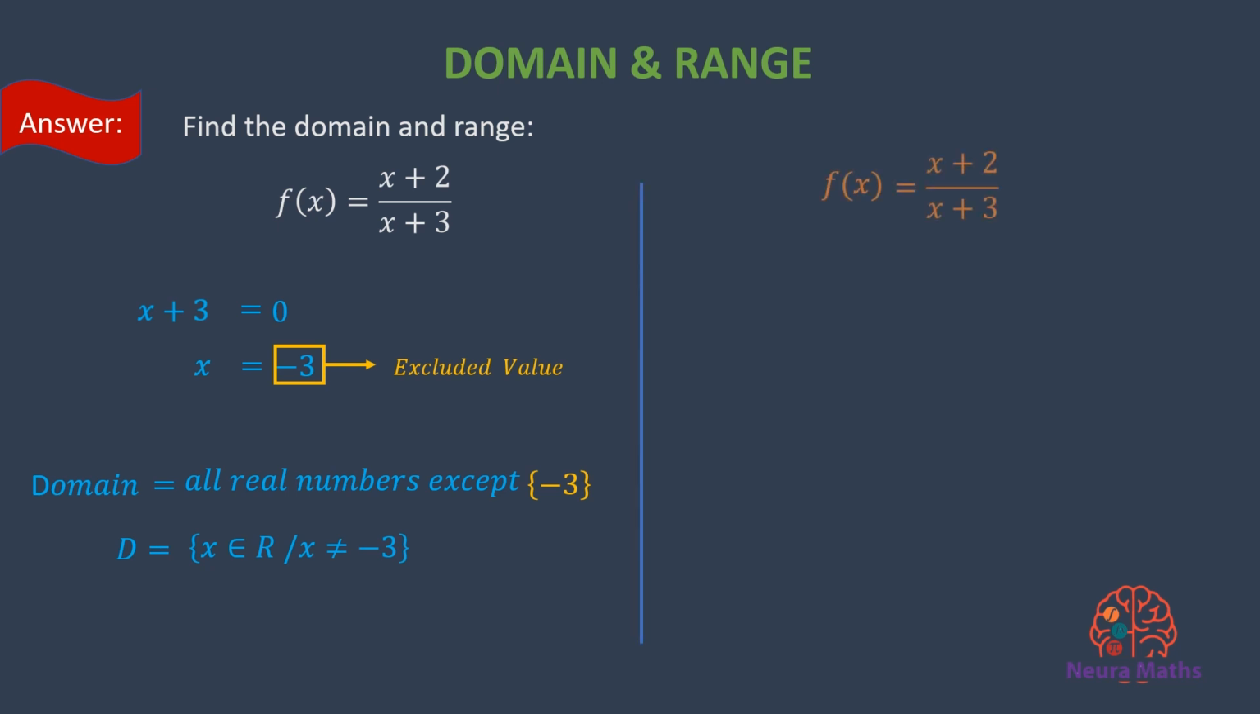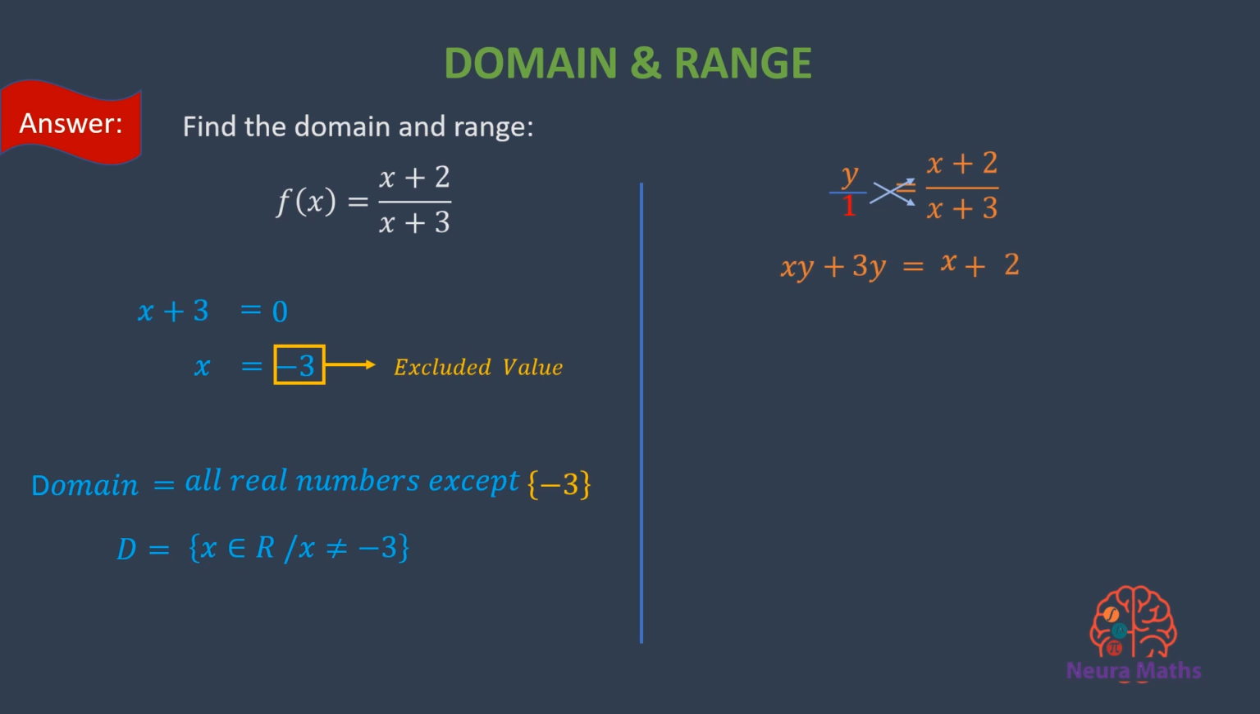What is the range of this function? To find the range, we first replace f of x with y and solve it for x. How do we solve this equation? To solve this equation, we rewrite y to be y over 1 and then equate the product of the means to the product of the extremes. Multiplying y by x plus 3 gives us xy plus 3y. The product of x plus 2 and 1 is x plus 2.